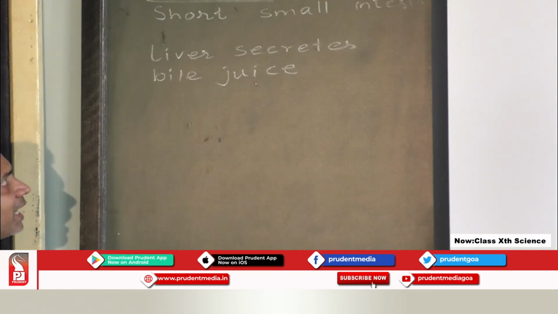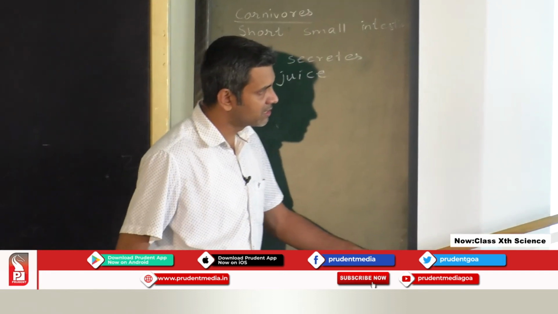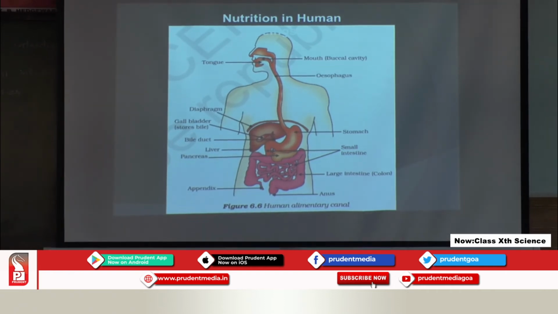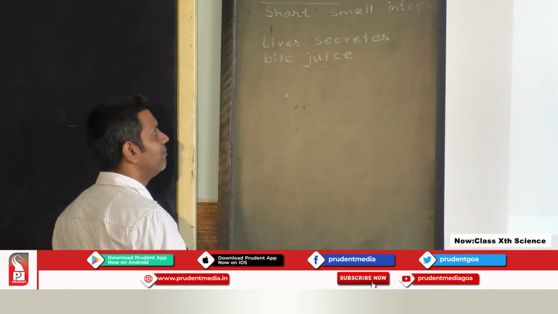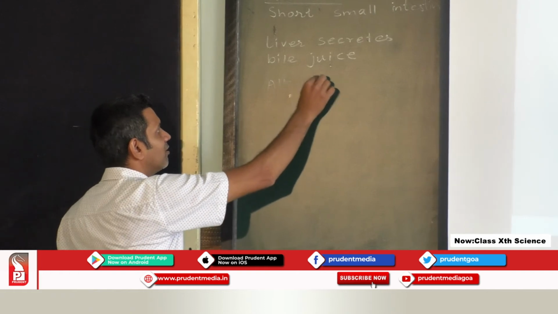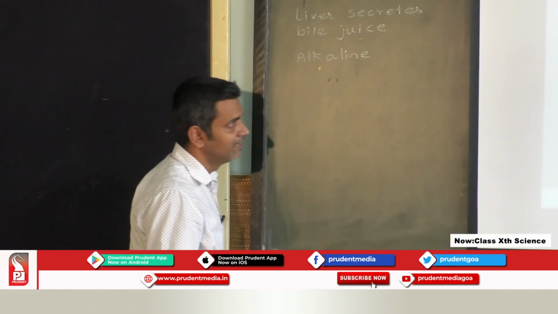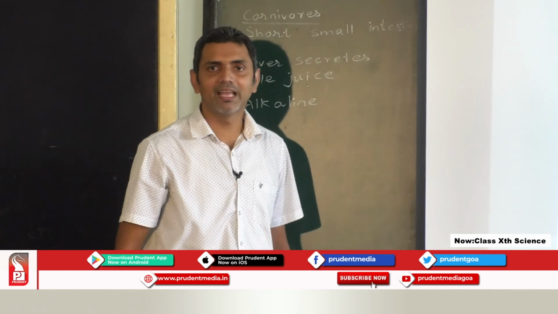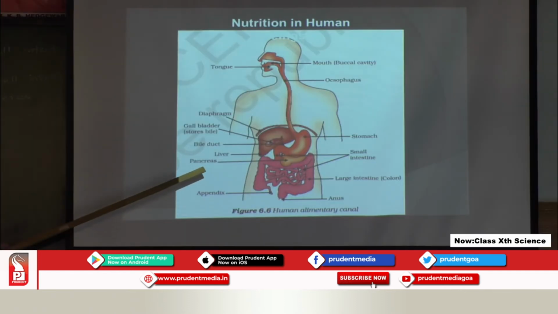Liver secretes bile juice. Bile juice makes the medium in the small intestine alkaline. So bile juice makes the medium alkaline, and this will help the enzymes which are secreted by the pancreas to act properly.